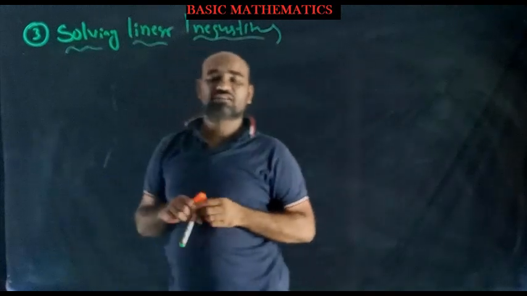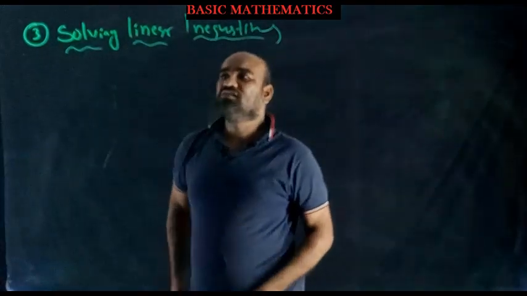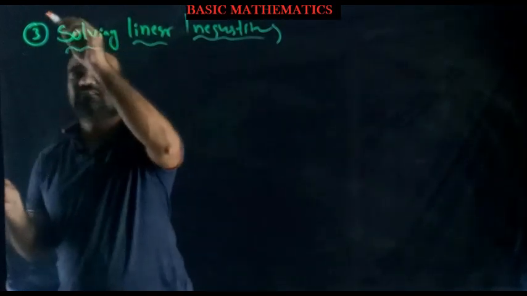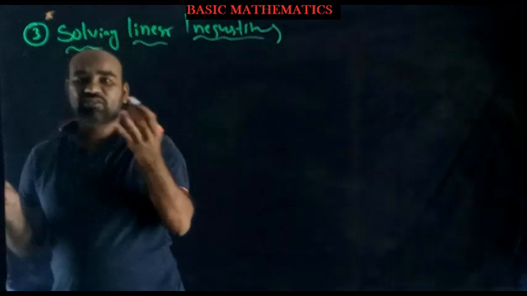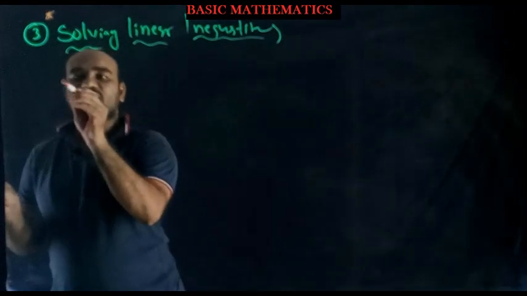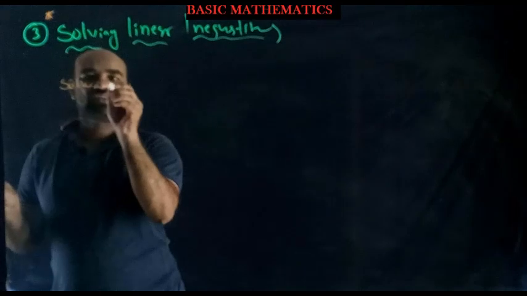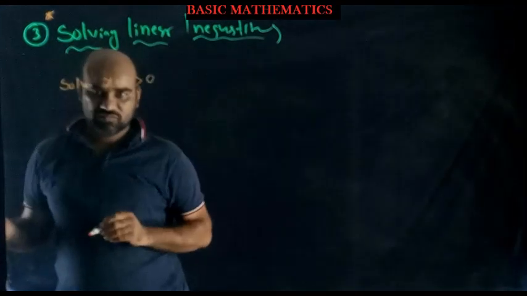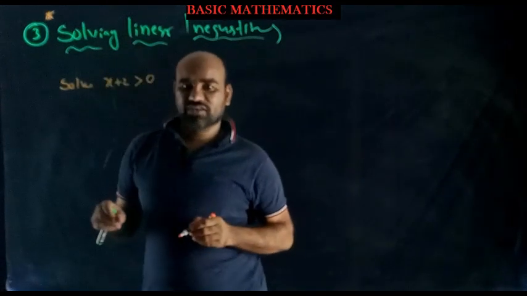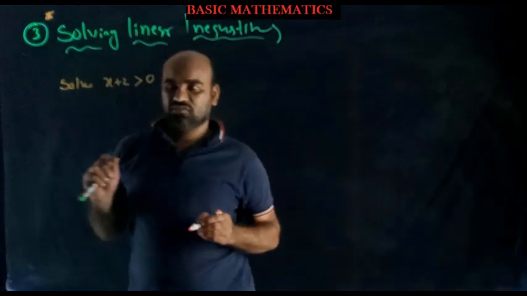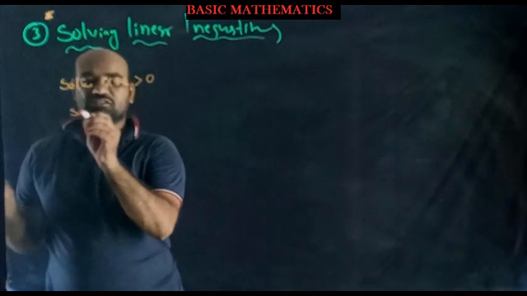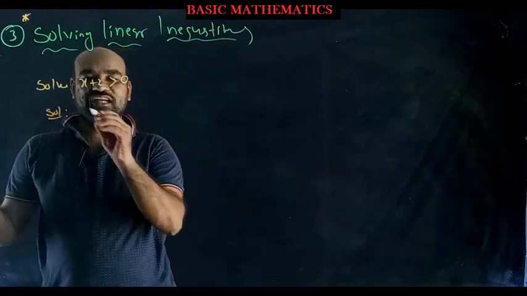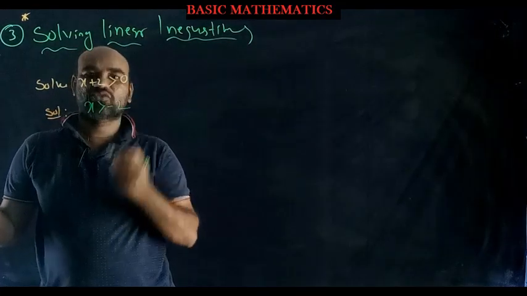Friends, our third part, solving linear inequalities. Important part. Okay, I will explain through examples only. Solve x plus 2 is greater than 0. We want to find the values of x so that x plus 2 is greater than 0. Okay, solution. So adding -2 on the other side, x is greater than -2.